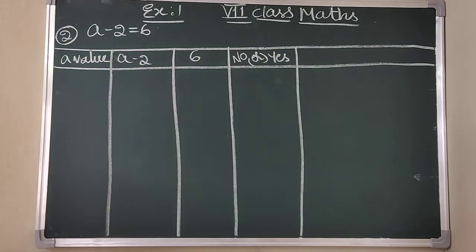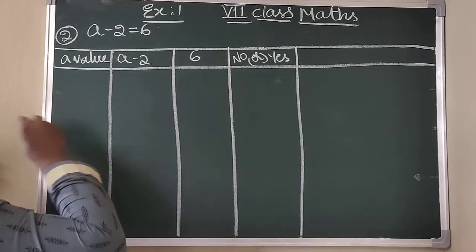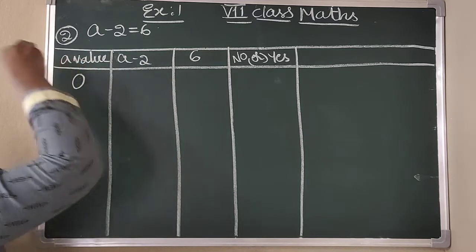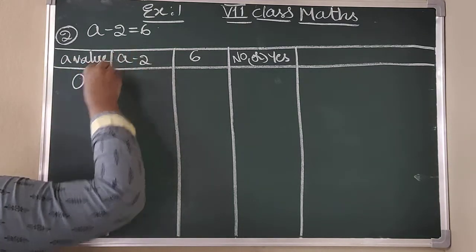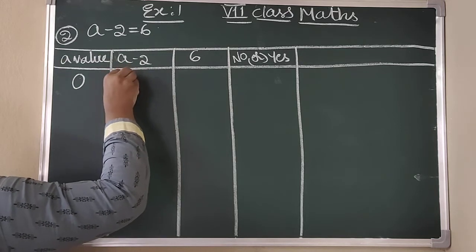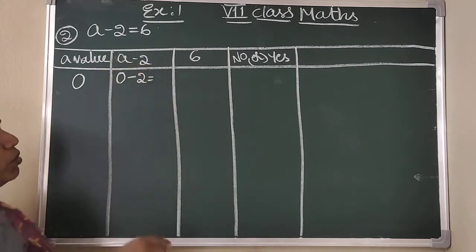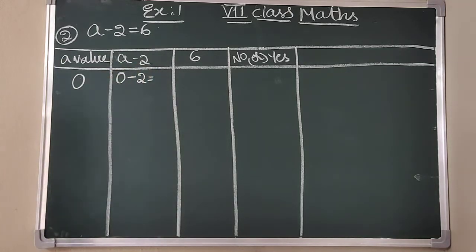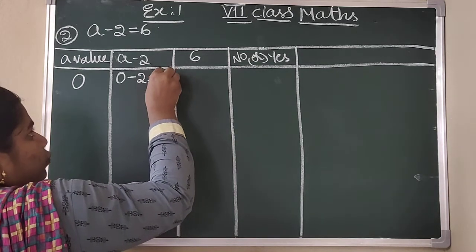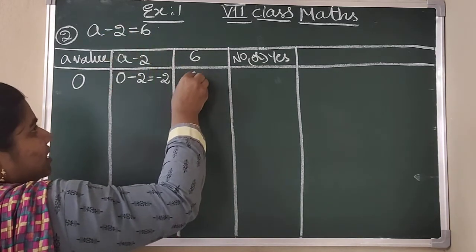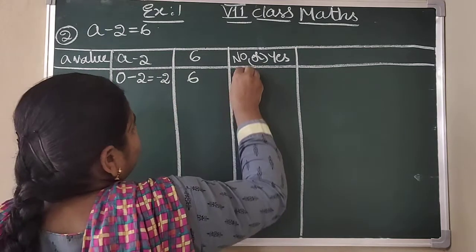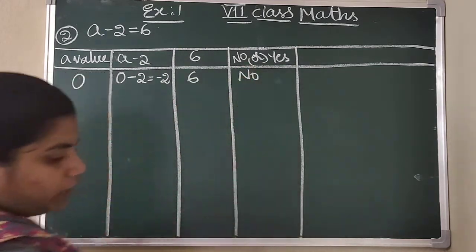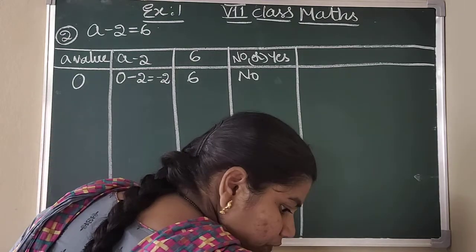From which number do we have to start? From the starting, that is from 0. So first I am substituting 0 in place of a. 0 minus 2. What is 0 minus 2? From 0, if you subtract 2, it will be minus 2 itself. So here it is 6. Minus 2 and 6 are not equal. Actually we have to write equal or not equal, so we will write that.